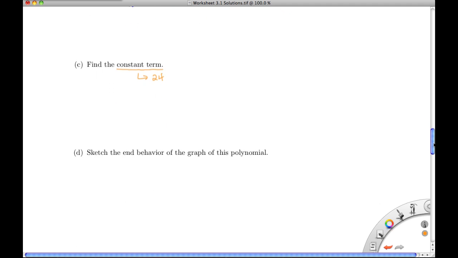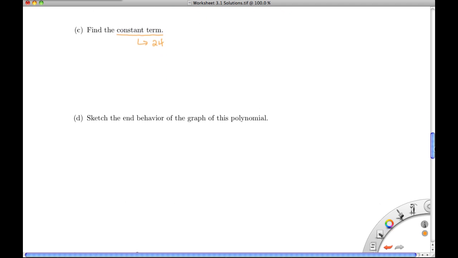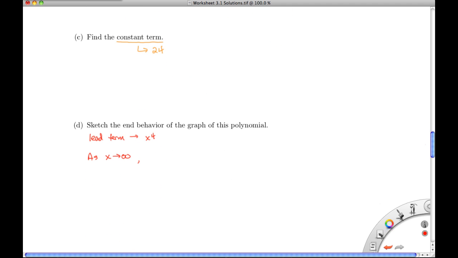Okay, so now we want to sketch the end behavior of the graph of this polynomial. So let's first identify the end behavior. So our lead term is just x to the 4th. So we could see that as x gets infinitely large positive, this function, and we're calling this function p of x, well, we're going to take that infinitely large positive number and raise it to the power of 4, which is going to result in an infinitely large positive number.